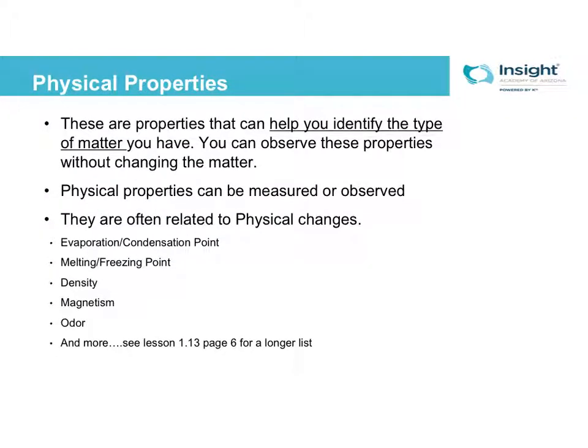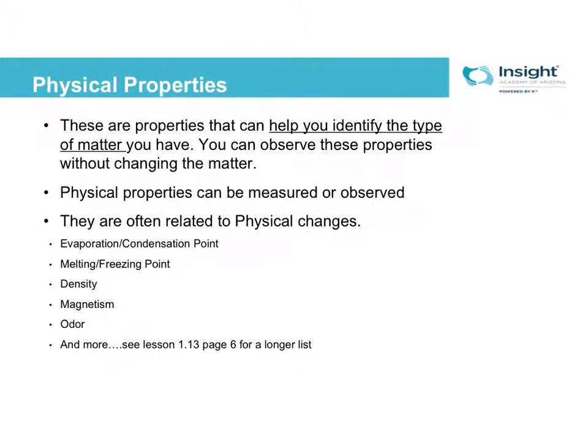So, physical properties. These are things that help you identify the type of matter that you have. These are things that you can observe or measure just having a piece or sample of the matter right in front of you. All right? And physical properties are often related to physical changes. So, you're going to have your evaporation condensation point. All right, so that's a physical property, the temperature at which evaporation happens. All right, you can also think of that as like your boiling temp.